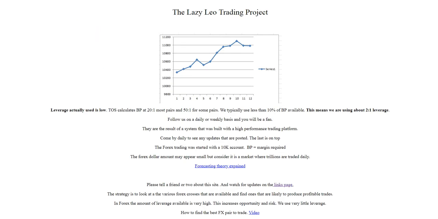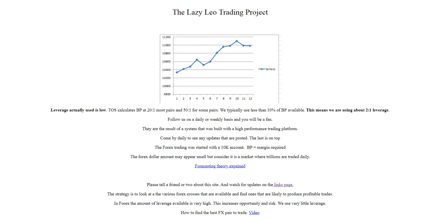Now, let's talk about margin, okay? What Leo uses here is something called Thinkorswim. And Thinkorswim automatically has a buying power margin, performance bond, whatever you want to call it, with a leverage of about 20 to 1 for most pairs, except for ones that are incredibly liquid, like the dollar versus the euro and stuff like that. For them, they do 50 to 1.